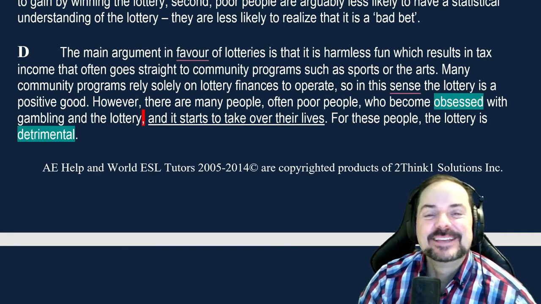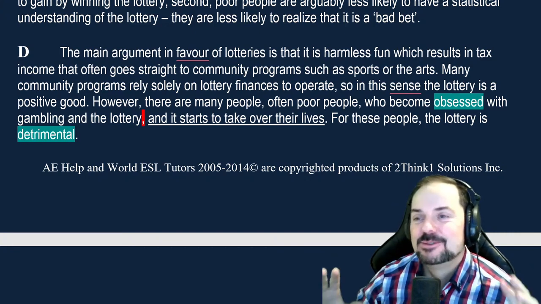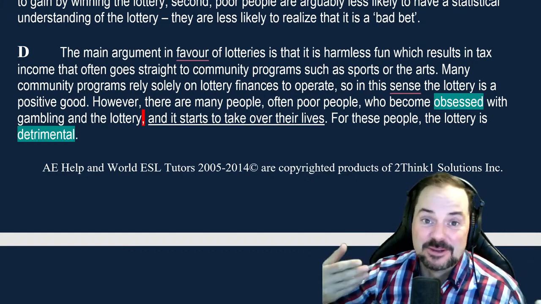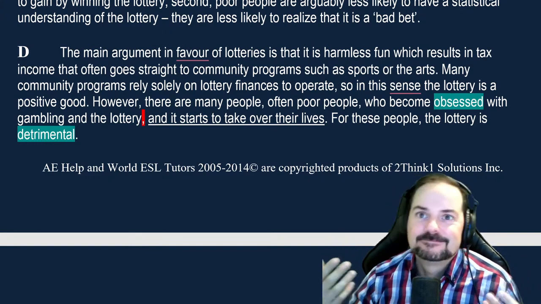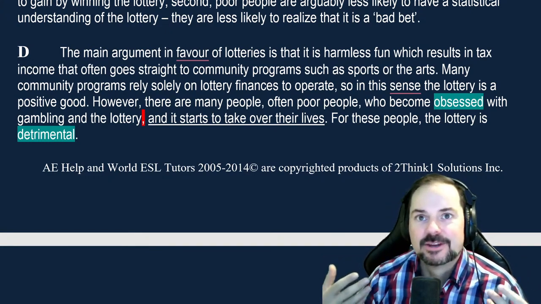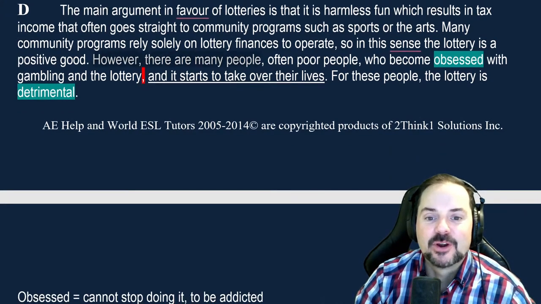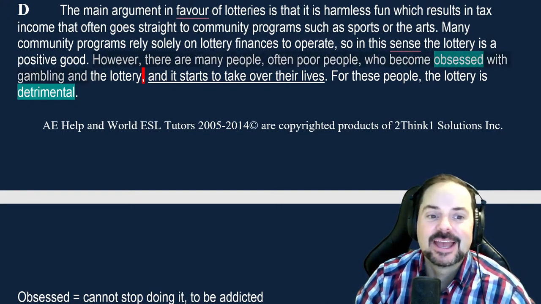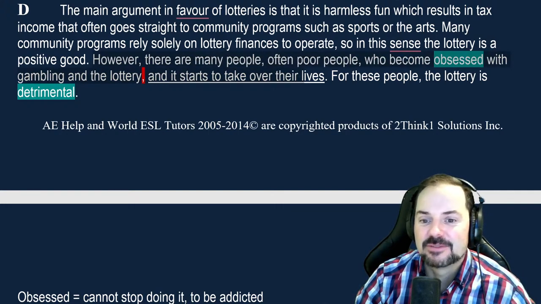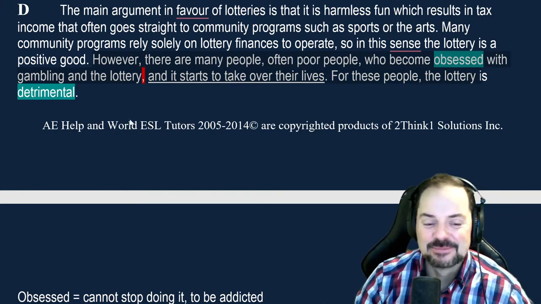So let me, Sanantha, it's not that complicated. Usually the IELTS, even though some words might be new and might seem tricky, the concepts are usually quite intuitive, quite logical, if you will. So think about it this way. However, there are many people, often poor people, who become addicted to gambling and the lottery, and it starts to take over their lives. For these people, the lottery is terrible. Okay, it's harmful, terrible. So think about it that way.